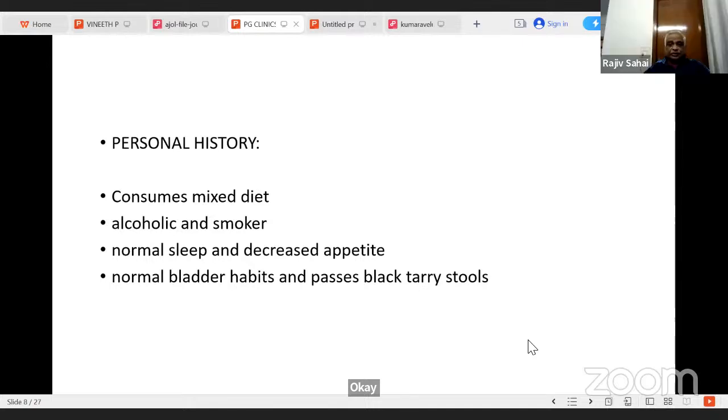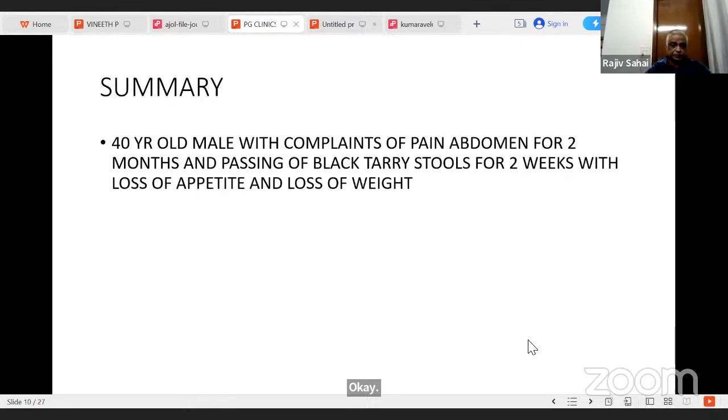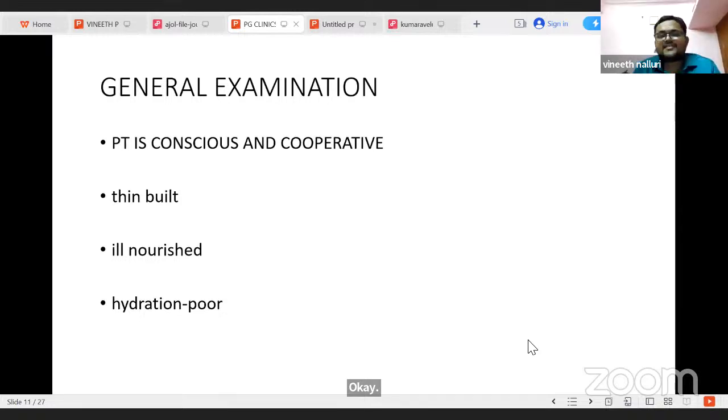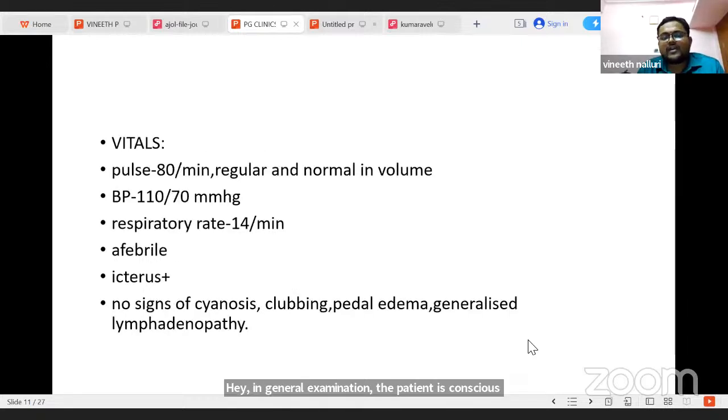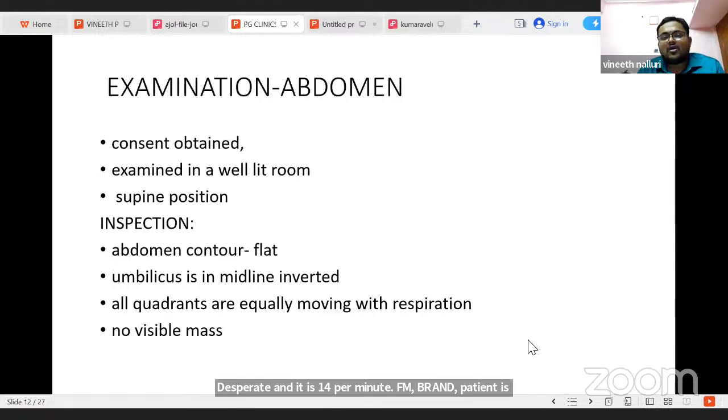Go to the examination, please. In general examination, patient is conscious and cooperative, thin built, ill nourished, and hydration is poor. Vitals: pulse rate is 80 per minute, regular and normal in volume. BP is 110/70 millimeters of mercury. Respiratory rate is 14 per minute. Afebrile, patient is icteric, no signs of cyanosis, clubbing, pedal edema, generalized lymphadenopathy.